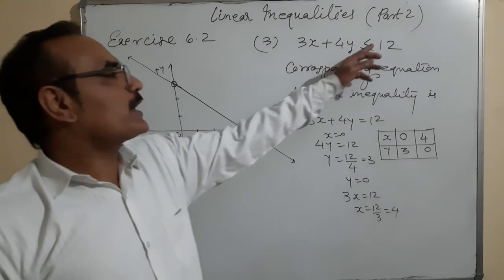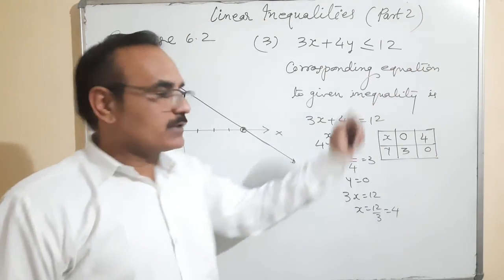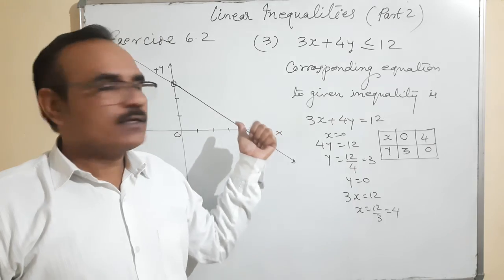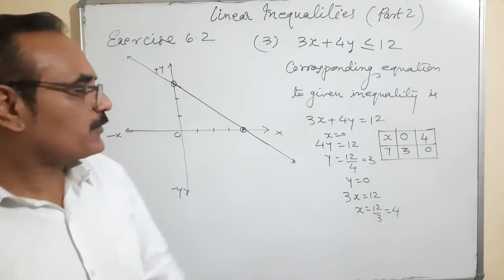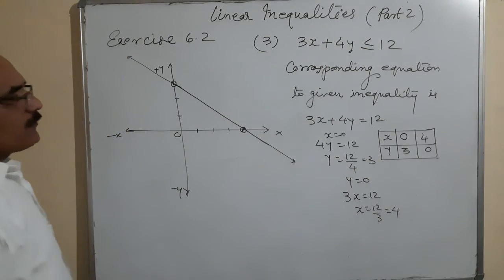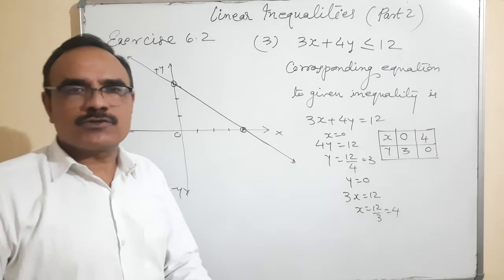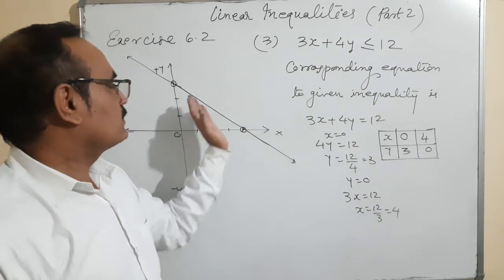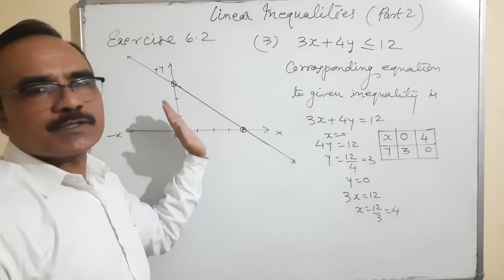Because 3x plus 4y is less or equal to 12 is given, this line will not be dotted line. The points which are coming on that line will also be satisfied to this inequality. For checking which portion should be taken or which portion is to be represented by this inequality, is it the upper portion or lower portion?